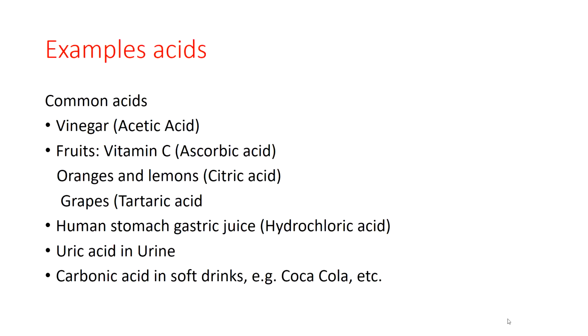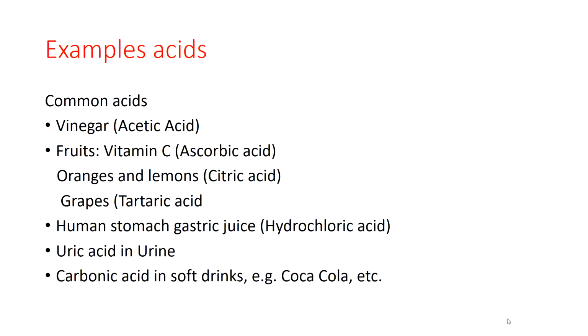So when we talk about the examples of acids, there are common acids from our household that we know. Your vinegar, that is acetic acid. Some fruits contain acids. So the fruits where you will get your vitamin C, you'll get ascorbic acid. In your oranges and lemons, you get the citric acid. In your grapes, you get the tartaric acid.